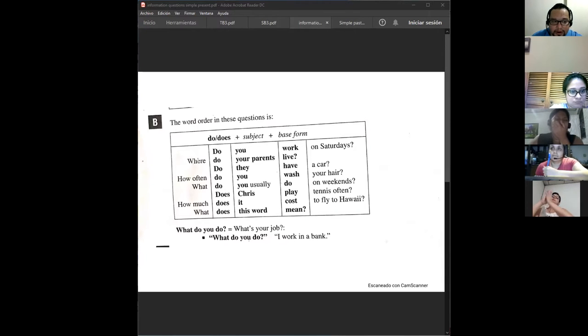If you see the second question, where do your parents live? Where do they have a car? How often do you wash your hair? What do you usually do on a weekday or weekends? How often does Chris play tennis? How much does it cost to fly to Hawaii, and what does this word mean? If you see, first is the WH word, the auxiliary do or does, the subject, the verb, and in this case the complement.